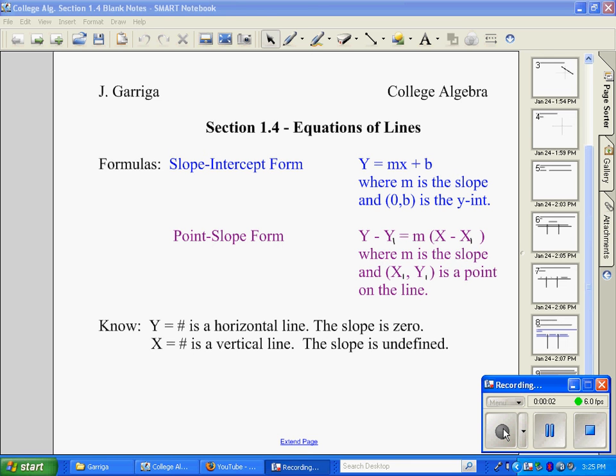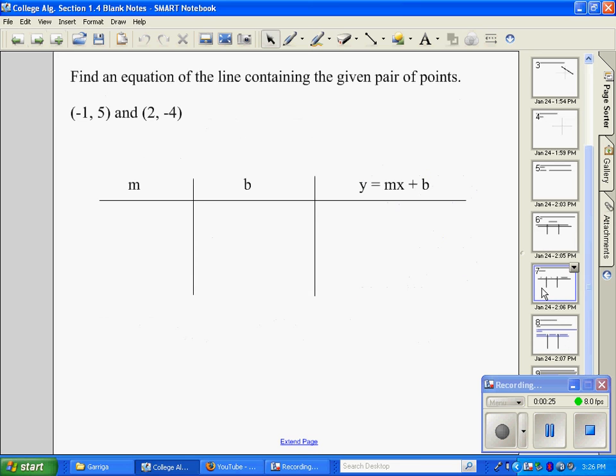This is part 2 of section 1.4, equations of lines. We talked about slope-intercept form and mentioned point-slope form with a few problems in part 1 of this video, and also knowing our y equals a number and x equals a number information. So we're going to continue from the point we left off, and we're going to start with: find the equation of a line containing the given pair of points.